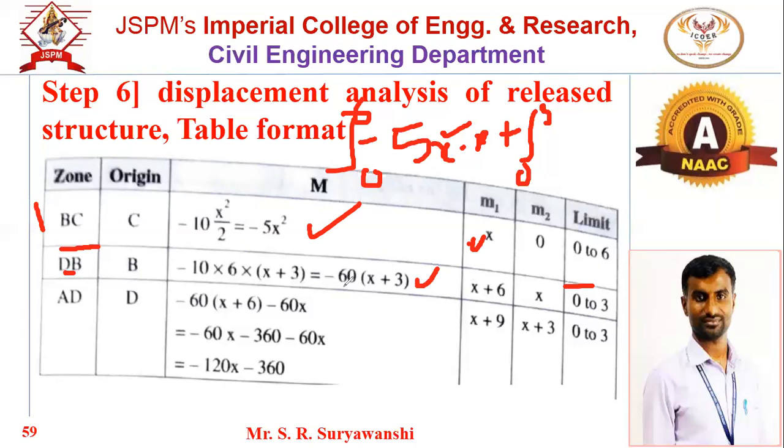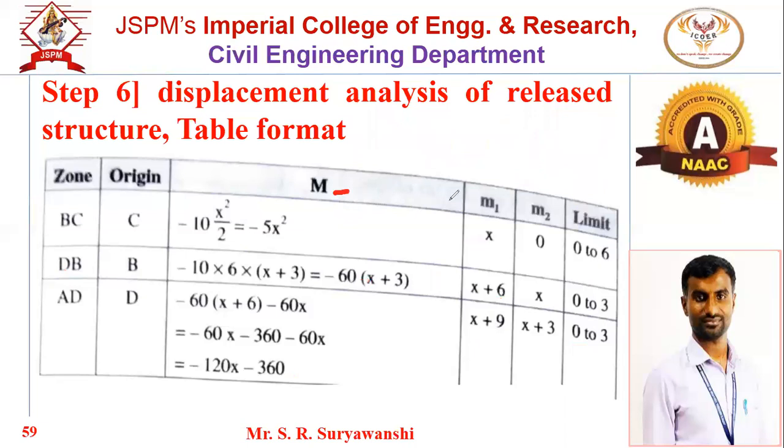M into m1. So this value into this value, perform the integration, plus the third zone integration again 0 to 3. So this m into m1, this term into this term, perform the integration on the calci, you will get the answer. So that's why this is summation. Summation means m into m1 integration from 0 to 6, plus m into m1 integration from 0 to 3, plus this m into m1 integration from 0 to 3.